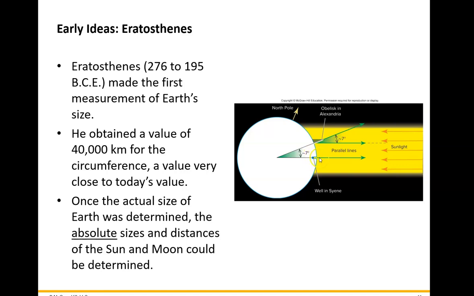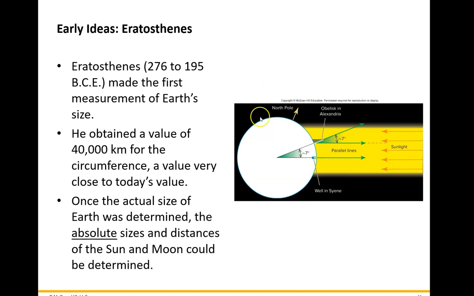so he reads in this book that on a certain day, and it's a very specific day, June 21st, the first day of summer in the northern hemisphere. On that particular day, a well in Syene, all right, a well that's dug straight down into the earth, there was no shadow. The rays of sunlight would go straight down the well. And he was like, okay, that's an interesting fact.